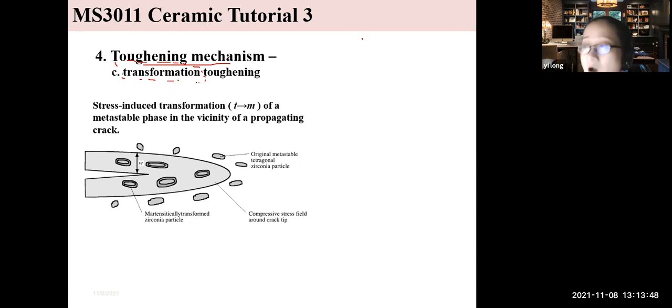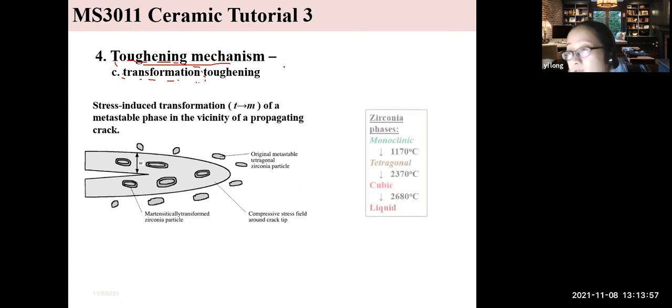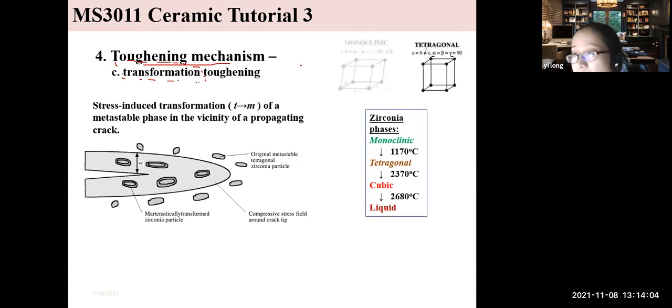Okay, so how is transformation going to help? Let's see one by one, right? First of all, we said zirconia. Zirconia is a very special thing. At room temperature, it is monoclinic, and also it's bigger. There's a high temperature phase and it's smaller. So monoclinic and tetragonal. If you heat up more than like 1170 degrees, it will become tetragonal.